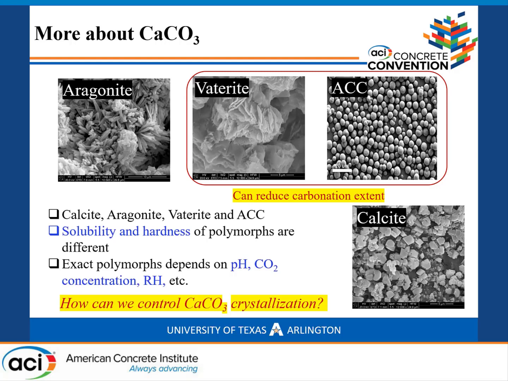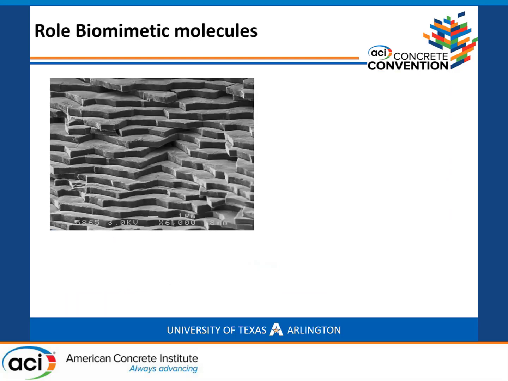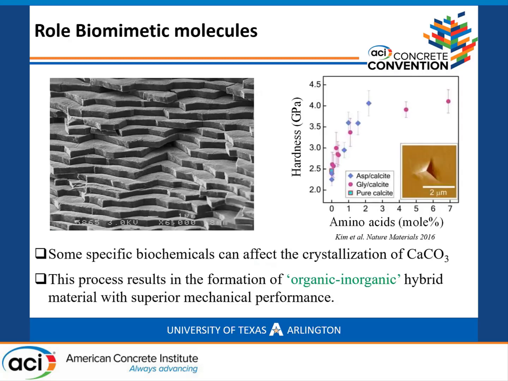But how do we control calcium carbonate crystallization? In the cement-based industry, there is not a lot of work on how to control this calcium carbonate crystallization, but we can learn from the biomineralization process in natural materials. In such materials, such as nacre or mother of pearl, we have learned that living organisms can control the calcium carbonate crystallization using certain organic molecules. By this process, it forms an organic-inorganic hybrid phase with superior mechanical performance.